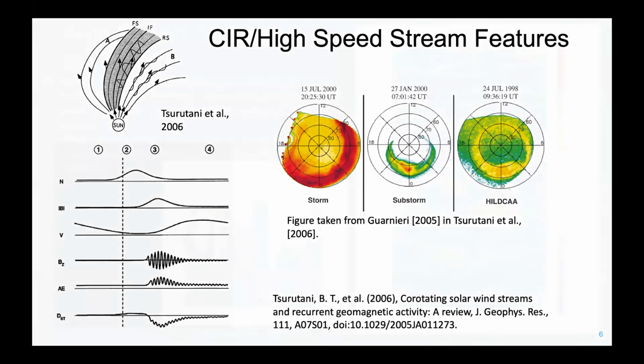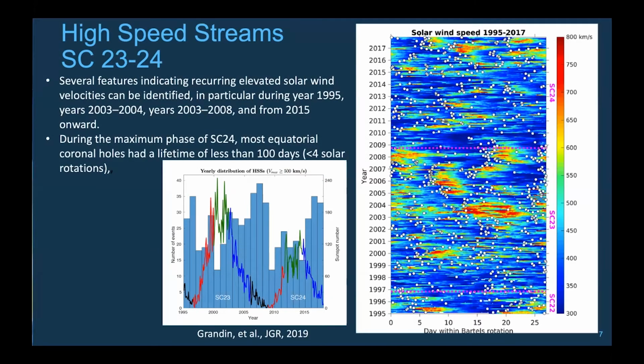Next slide. Okay, so this is how the high-speed streams are being plotted here. I know Janet Luhmann showed some of these plots yesterday. It's pretty cool that you stack up Carrington rotations or Bartels rotations. So you can see how wide each of these features is tells you how many days it lasted, and how tall it is tells you how many Carrington rotations it existed over.